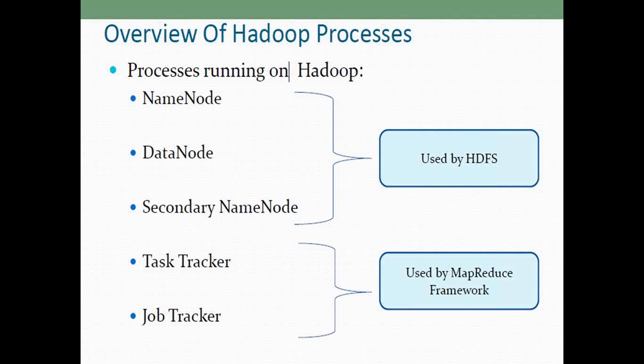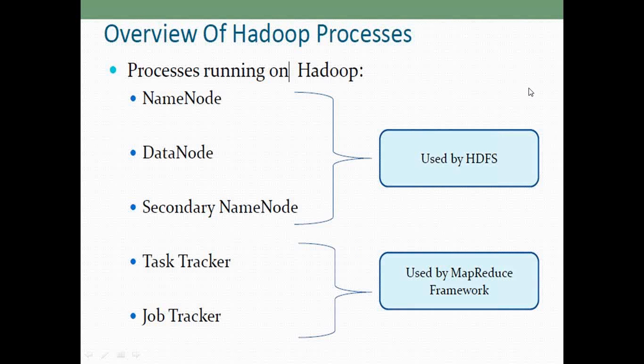Next point is the secondary NameNode. It is a kind of backup node for the NameNode. Basically in Hadoop 1, the NameNode is a single point of failure. Once the NameNode fails, our cluster will go down. So for maintaining a kind of backup, we use the secondary NameNode. Next slides I will explain clearly about the secondary NameNode.